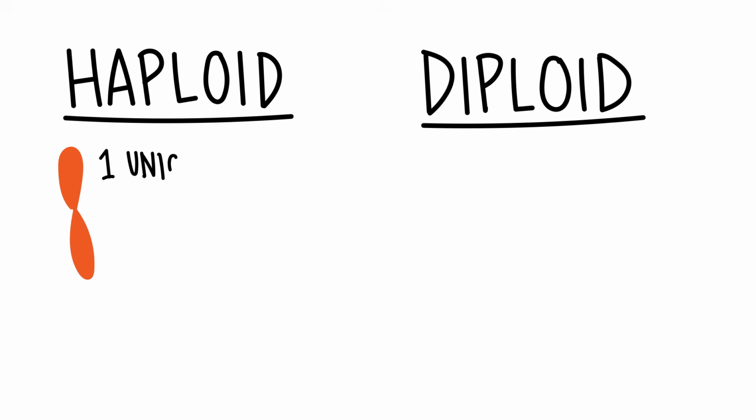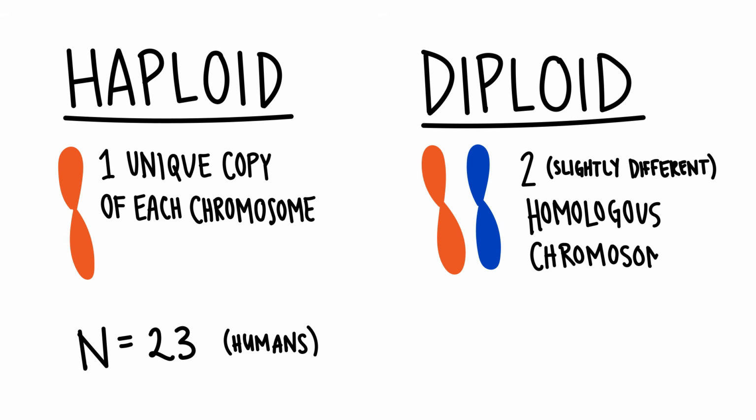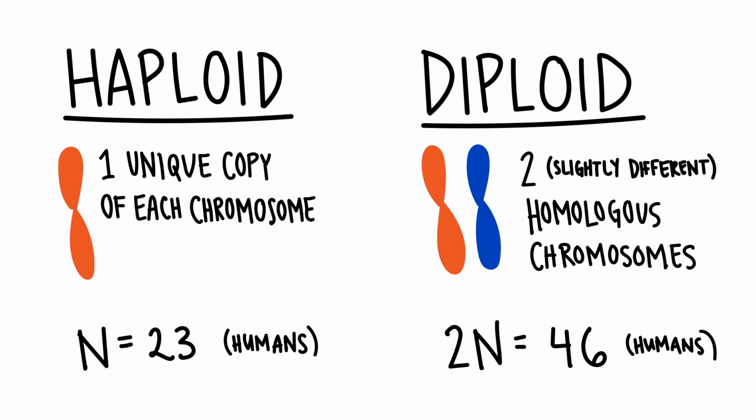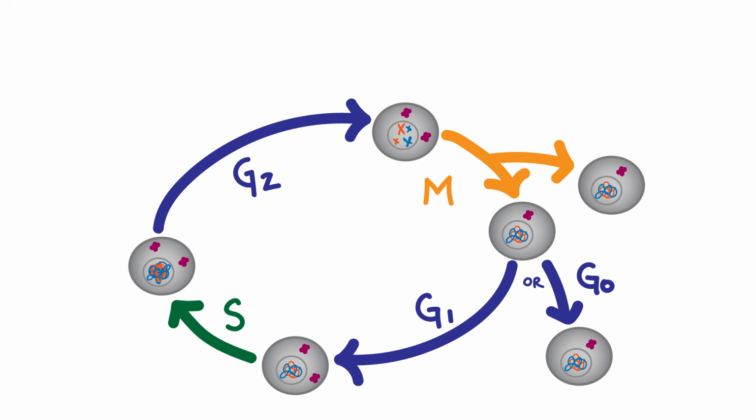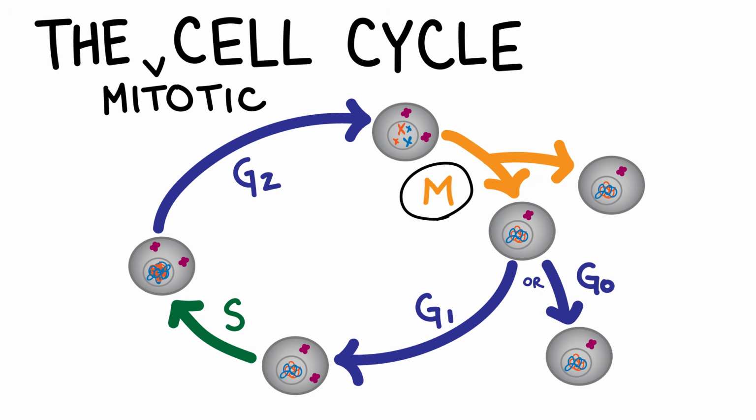Haploid cells have one unique copy of each chromosome, for example, n equals 23 in humans. Diploid cells have two copies of homologous chromosomes, for example, 2n equals 46 in humans. So what happens to our DNA and chromosomes when we have to make more cells through cell division? The series of biological events that occur during each cell division is called the cell cycle. In this video, we will focus on the mitotic cell cycle, with cells that undergo mitosis to create two daughter cells.